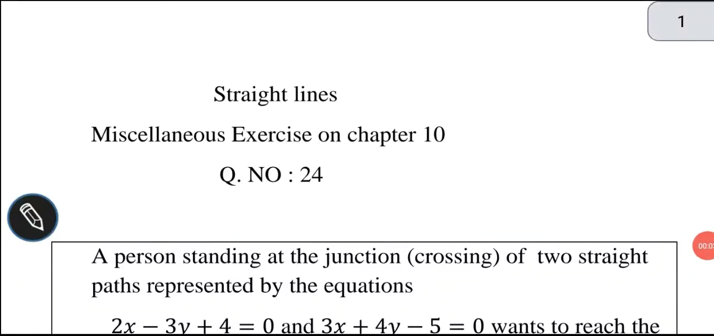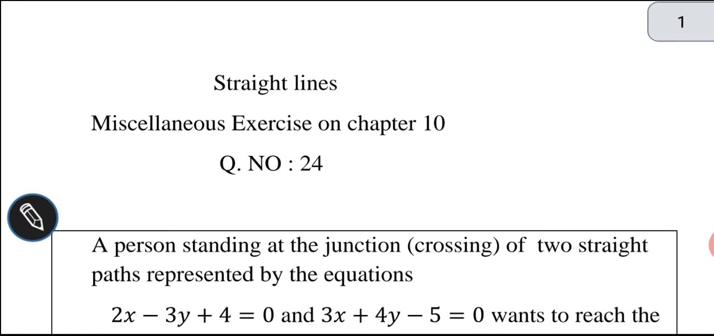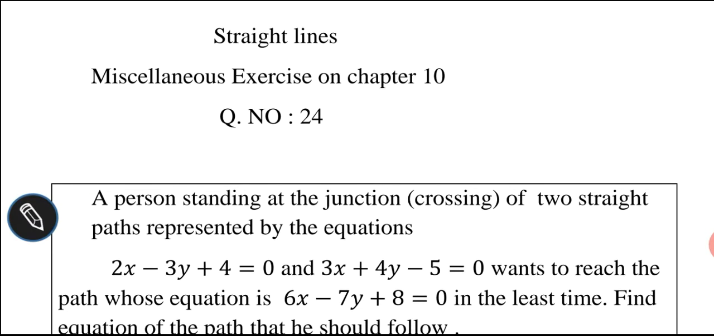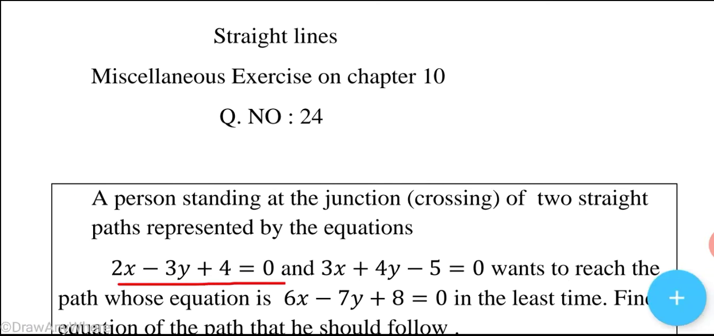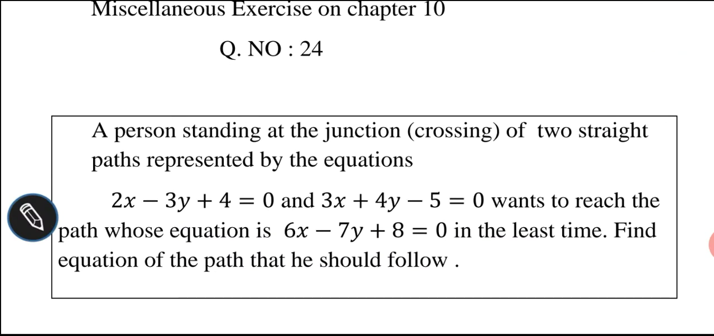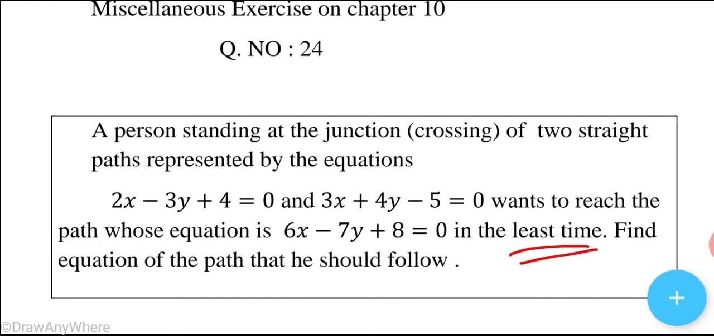A person standing at the junction of two straight paths represented by the equations 2x minus 3y plus 4 equal to 0 and 3x plus 4y minus 5 equal to 0 wants to reach the path whose equation is 6x minus 7y plus 8 equal to 0 in the least time. Find the equation of the path that he should follow.